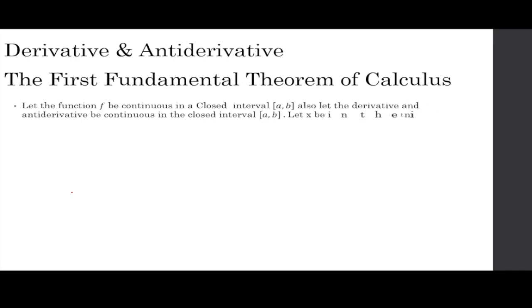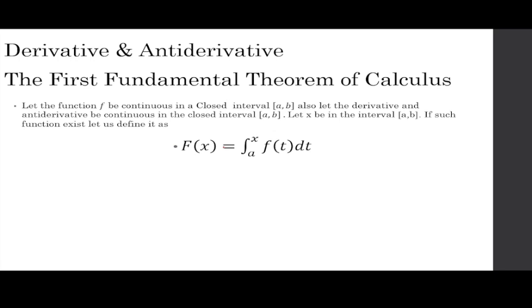Derivative and antiderivative have a relationship, and they are related by the first fundamental theorem of calculus. It states: let the function f be continuous in a closed interval, which is very important, the closed interval [a, b], and also let the antiderivative be continuous in the closed interval [a, b], and let x be in the interval. If such a function exists, then let us define F of x as the integral from a to x of f of t dt. Here you will see that this is the entire function F of x, and this is what makes the function f of t.